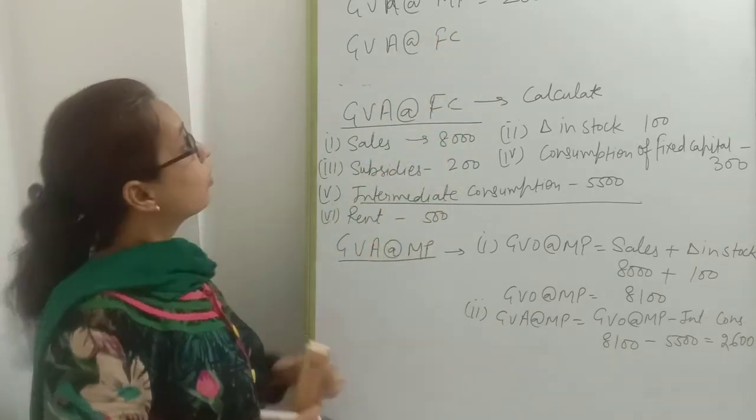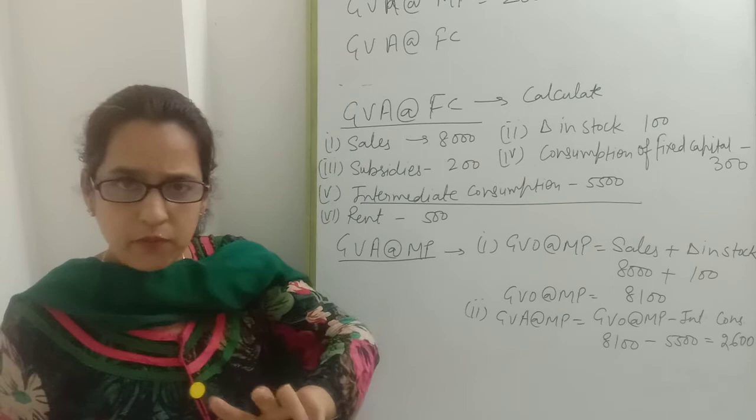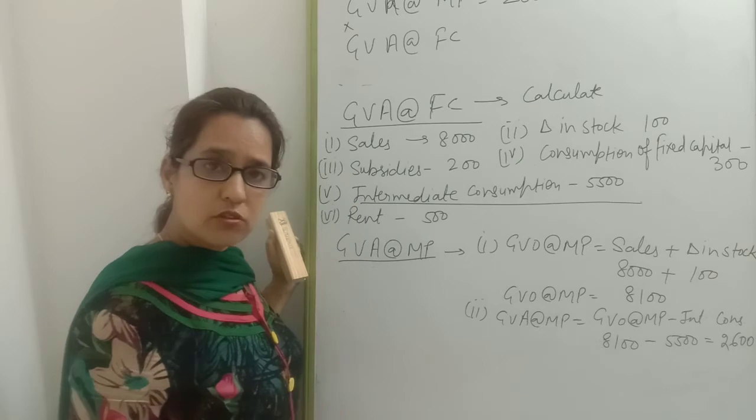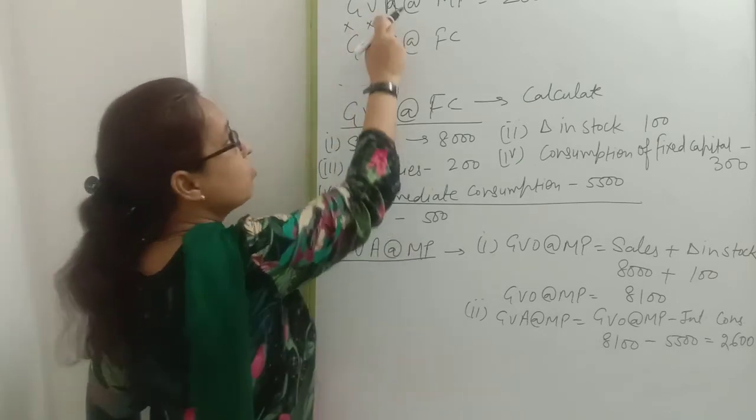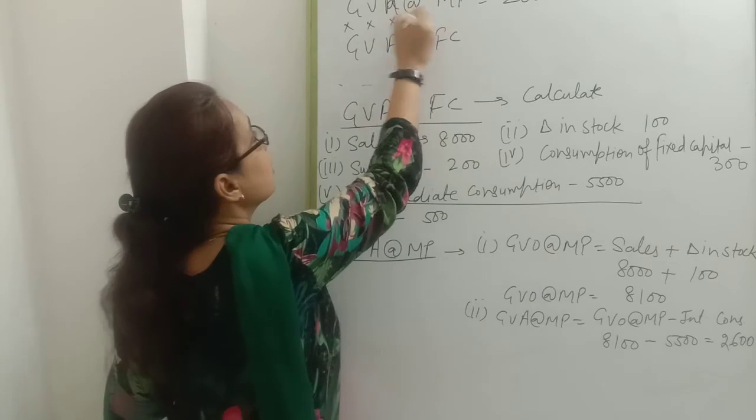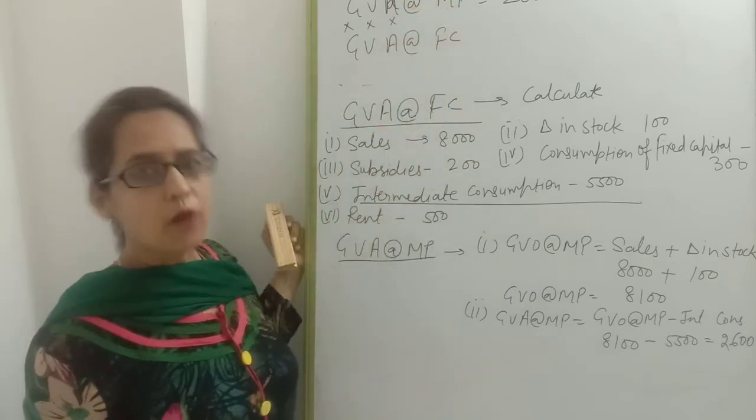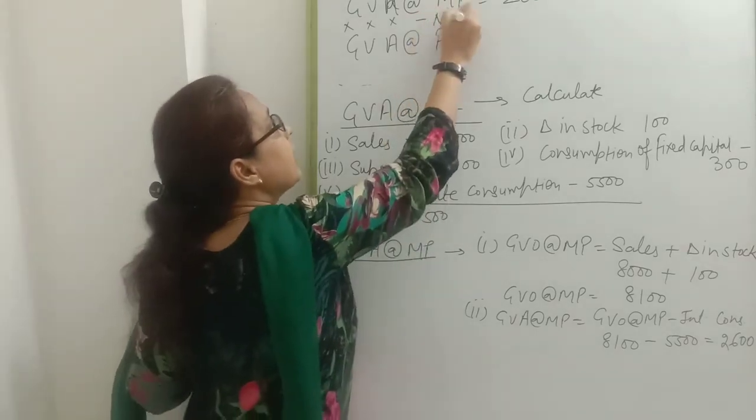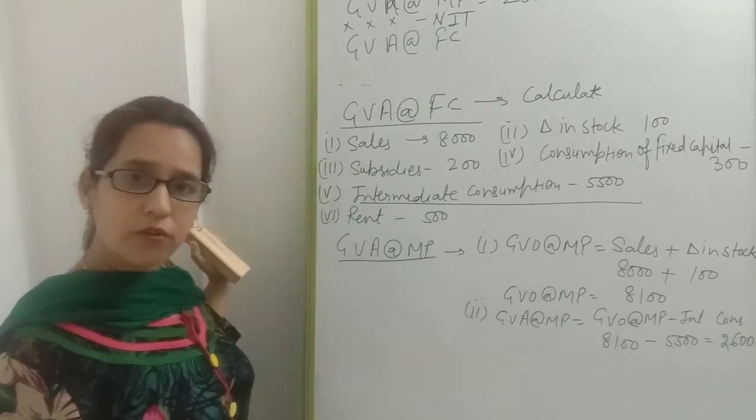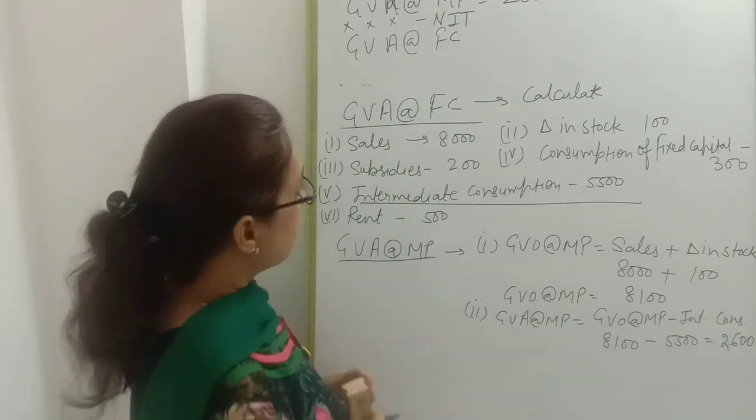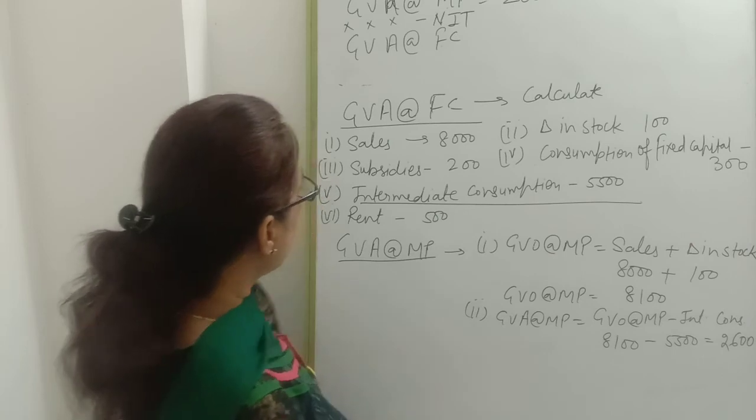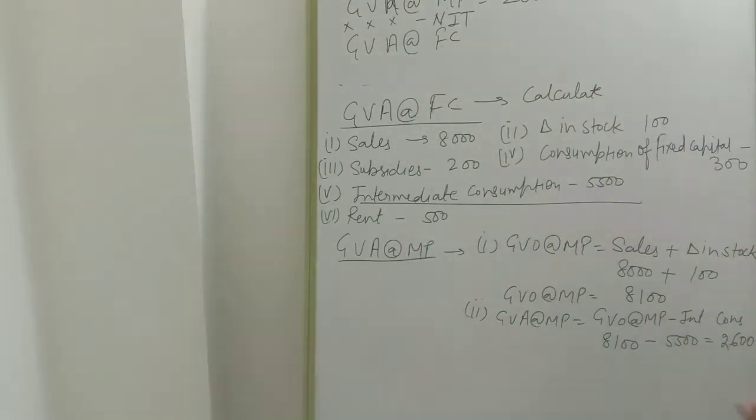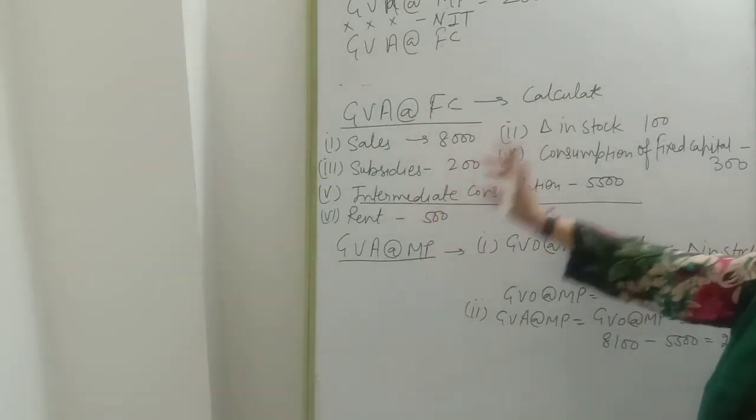Now all of you know that converting G to G is the same, we are not supposed to do anything. B to B is also the same, no need to do anything. A to A is also the same. MP to FC is different. How to convert market price into factor cost? All of you know, minus net indirect taxes. Now, in this question, net indirect taxes are not given, so we have to calculate them. Sales subsidy is not given.